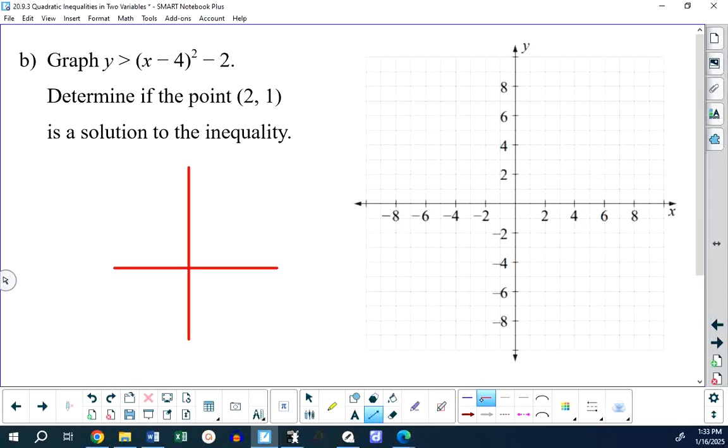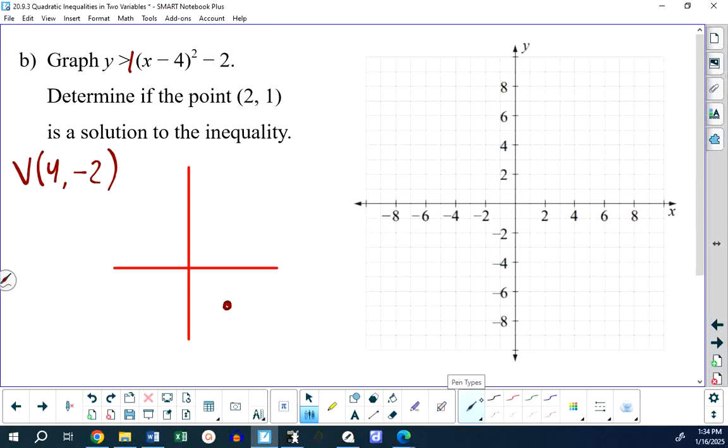I hope you understand that the vertex of this parabola is at (4, -2), and that it opens up, and that since a is 1, it has the same basic shape as y equals x squared. It's not really narrow, it's not really wide. So when I go to (4, -2), it is about here. And this is a parabola that opens up.